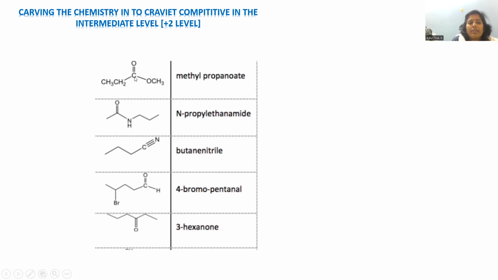This is the way we can mention them. Ester is given with alkyl alkanoate, amide is given with N-alkyl alkanamide, and nitrile is given with alkanenitrile as the common IUPAC name for the compound. Whenever an aldehyde is there, alkanal is the general name, and whenever a ketone is there, alkanone is the IUPAC name of this compound. This is a way to mention IUPAC nomenclature.